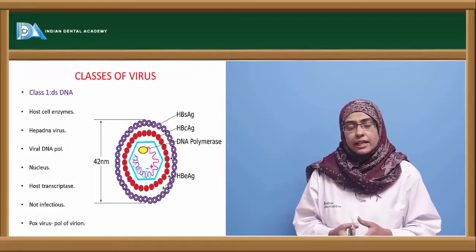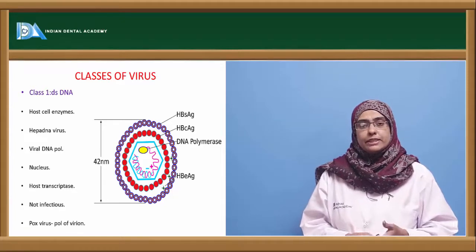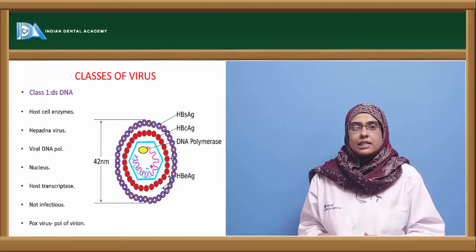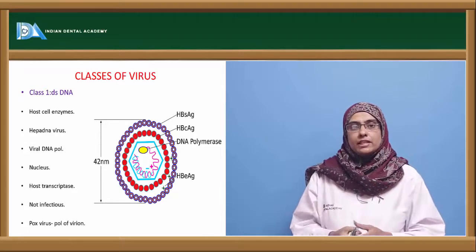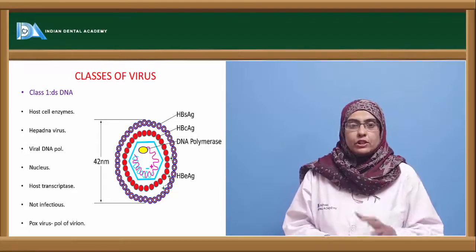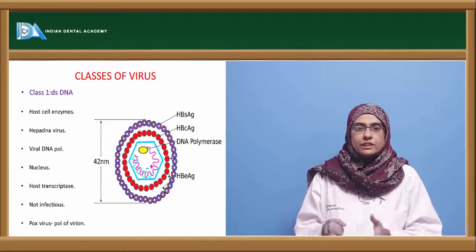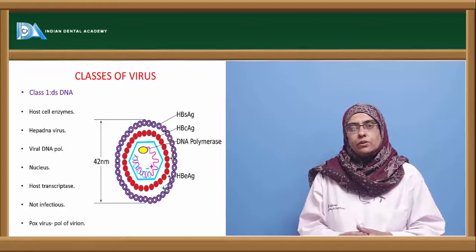Now, as we know, there are different types of genomes that can be seen in the viruses. Based upon that, you can classify the viruses into 6 classes. Class 1 usually comprises the double-stranded DNA viruses. As we know the DNA is double-stranded, most of the synthesis of this type of virus takes place in the host cell nucleus.